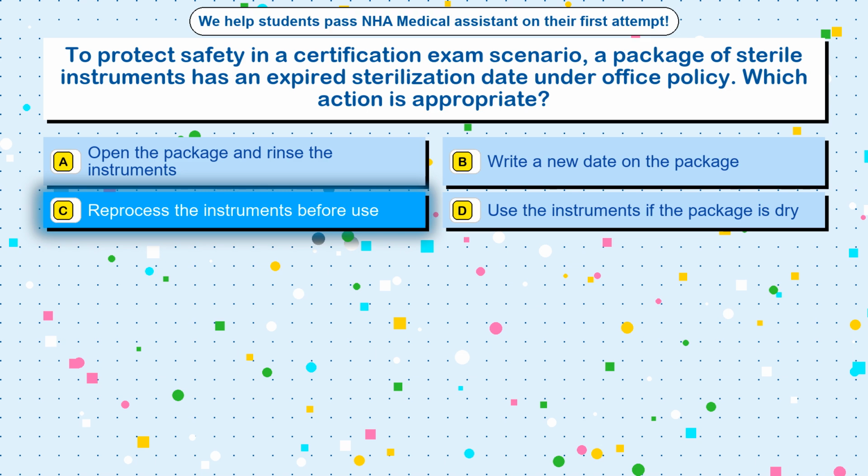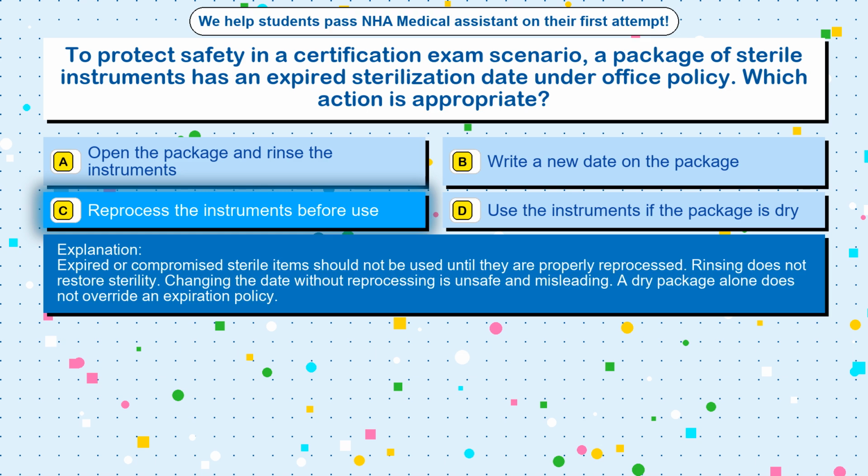The correct answer is option C. Reprocess the instruments before use. Expired or compromised sterile items should not be used until they are properly reprocessed. Rinsing does not restore sterility. Changing the date without reprocessing is unsafe and misleading. A dry package alone does not override an expiration policy.